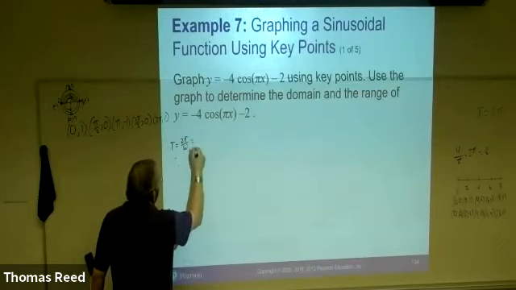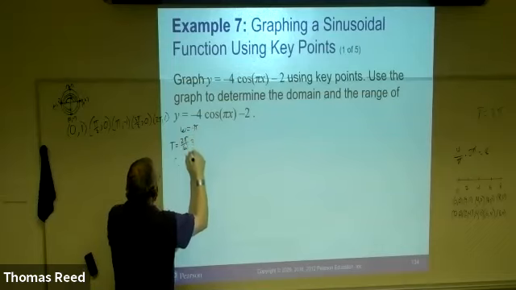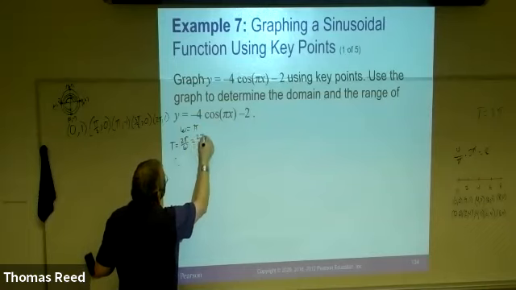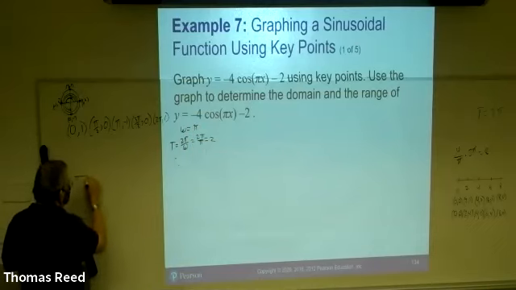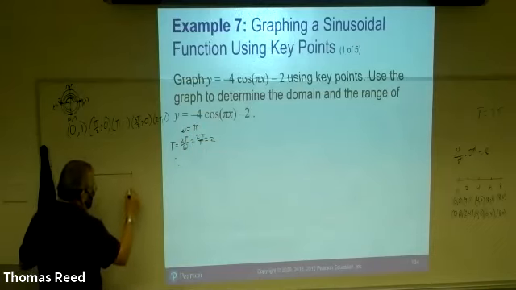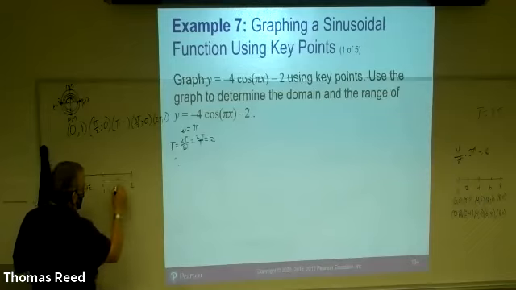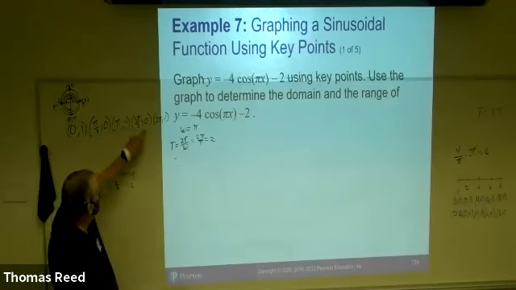And with omega being pi, this becomes 2 pi over pi, which is 2. So my number line, my single period is from 0 to 2. Halfway is 1, and the first quarter is 1/2, and the second quarter is 3/2. So that's what my x values go to.